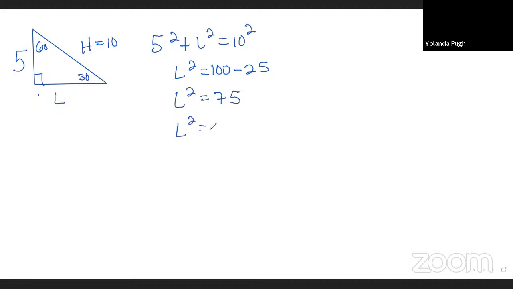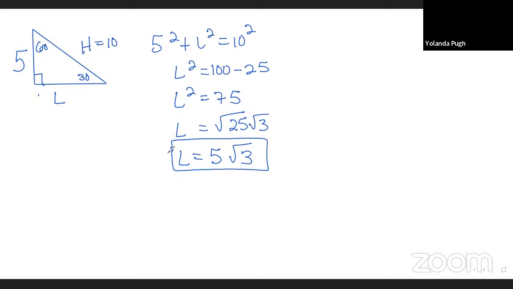And when we have a number that is not a perfect square, we use a factor that is a perfect square. In this case, that would be 25. And so L is equal to the square root of 25 times the square root of 3. So L is then equal to 5 times the square root of 3. All right, we'll do another.